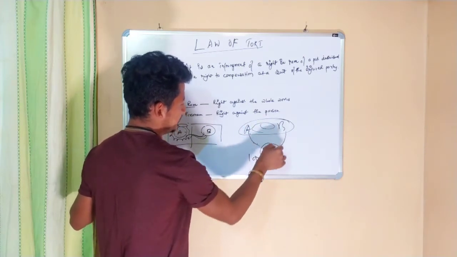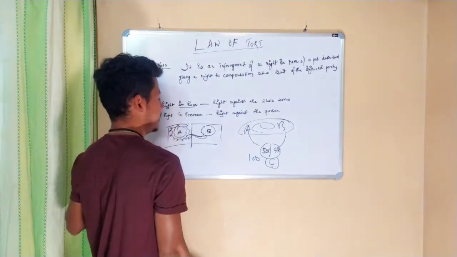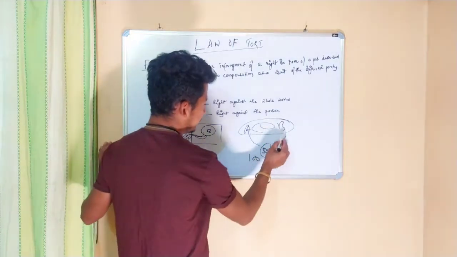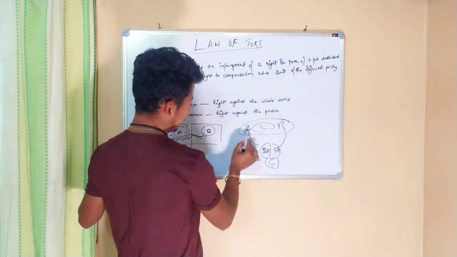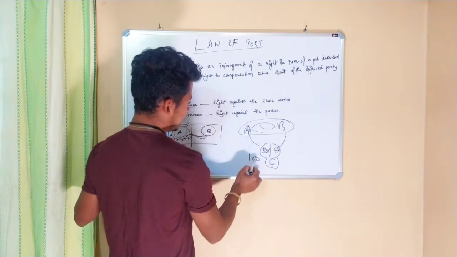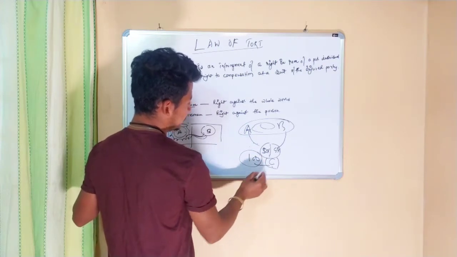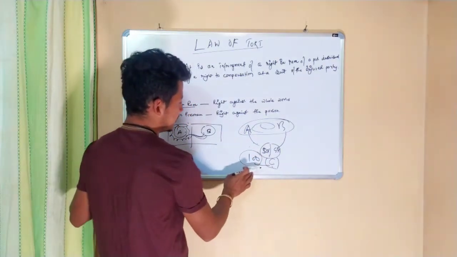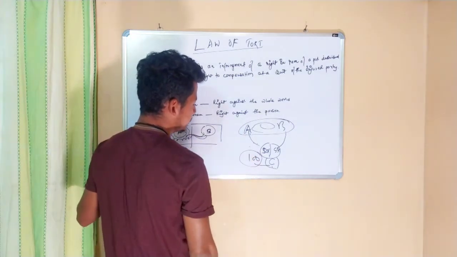He will pay 50 and he will pay 50. But since C is not aware, B did not pay at all. Now the burden is on A, so A has paid the whole sum of 100 rupees to C. Okay. So in this case, what happened? A suffered the loss.